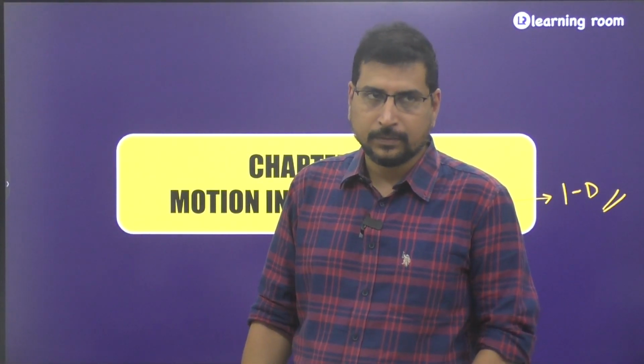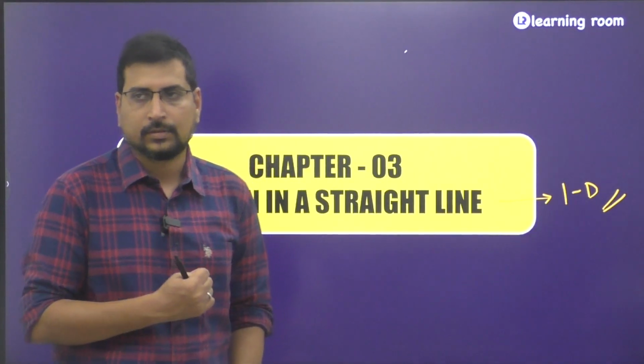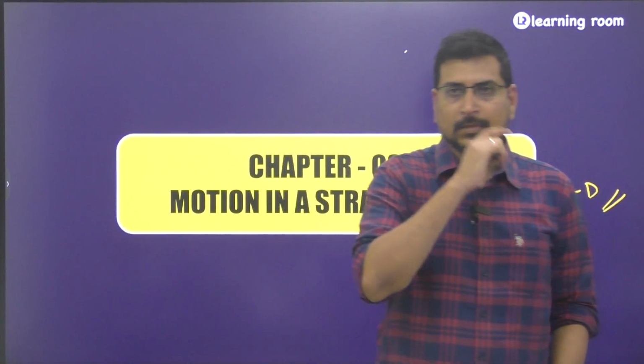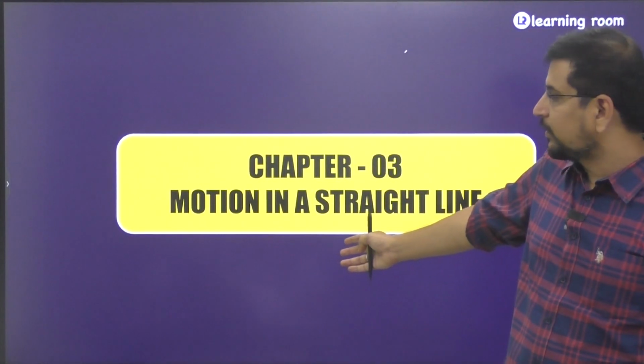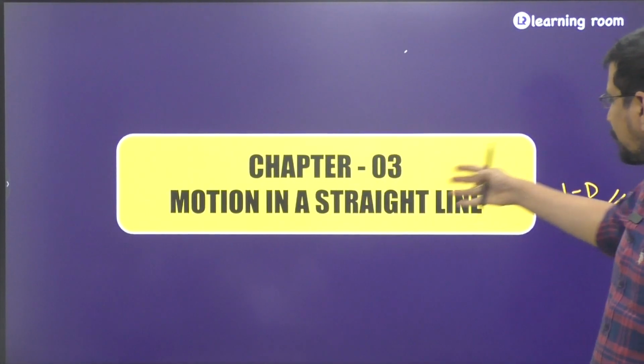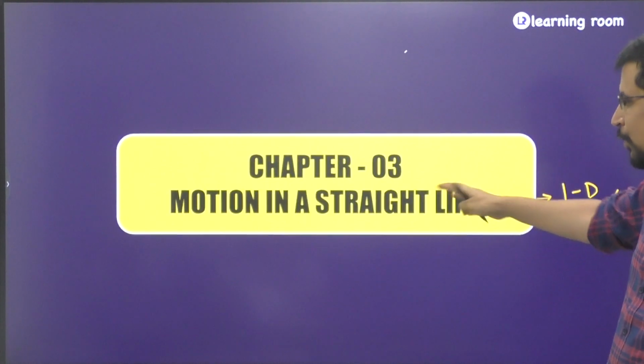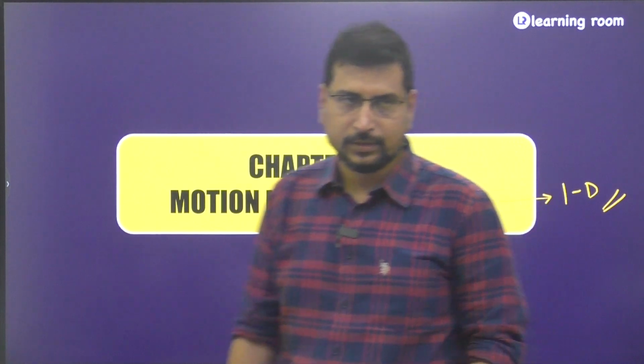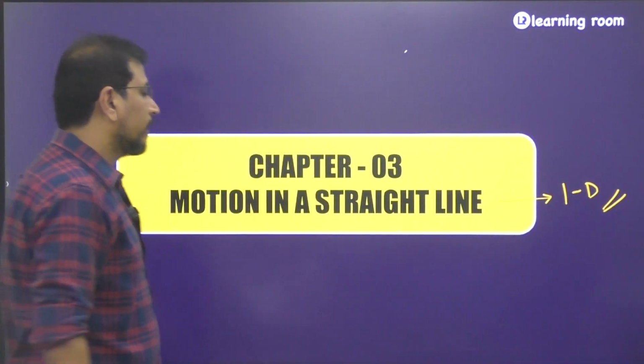You have already learned it. Can you tell me at which grade? In which grade did you learn this? In your 9th grade, you would have already learned this, right? And with the same name, motion in a straight line. But here we call it motion in one dimension. Either of them is fine. I wrote this name because you'll be able to relate it to your 9th standard. Okay. So that is one thing.